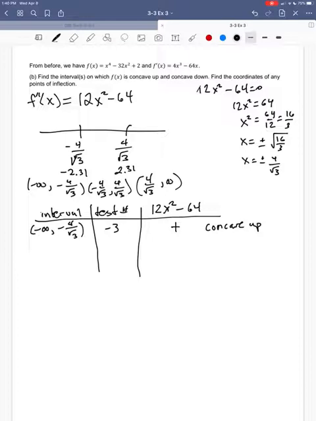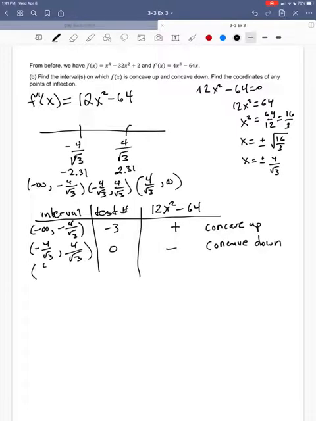My next interval then, negative 4 over the square root of 3 to positive 4 over the square root of 3. Something in between there is 0. And if I plug in 0, 12 times 0 squared is 0. 0 minus 64 is negative 64. So I get a negative second derivative. That tells me this is concave down.